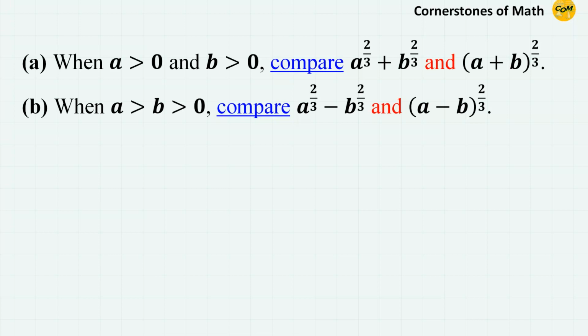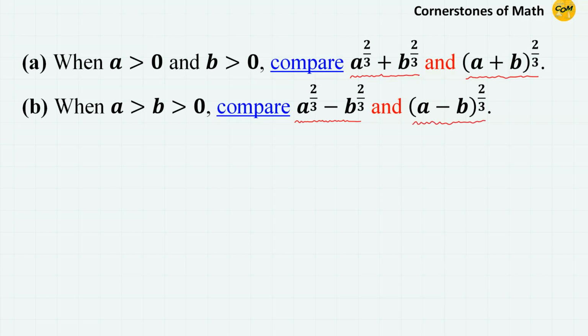The first problem is, when a and b are both positive, compare a to the power of 2/3 plus b to the power of 2/3 and a plus b to the power of 2/3. The second problem is, when a is greater than b and both are positive, compare a to the power of 2/3 minus b to the power of 2/3 and a minus b to the power of 2/3.